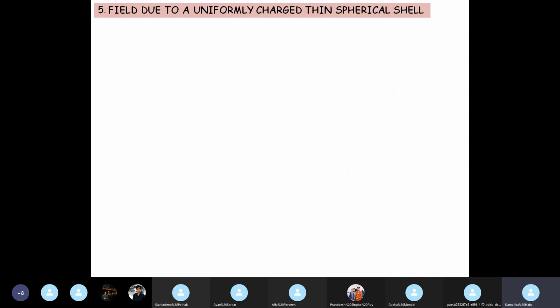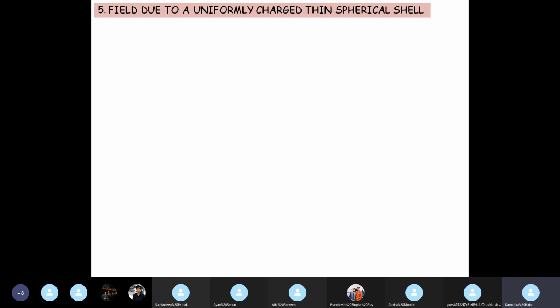Finally, this is the last portion of the spherical symmetry problem: field due to a uniformly charged thin spherical shell. We want to find out the field due to a uniformly charged thin spherical shell. We saw what the field due to a solid sphere is. We saw what the field is due to a thick spherical shell, and we studied all the possible cases when the point P where the field is to be determined is outside the sphere, inside the sphere, at the surface, outside the shell, inside the shell, within the shell.